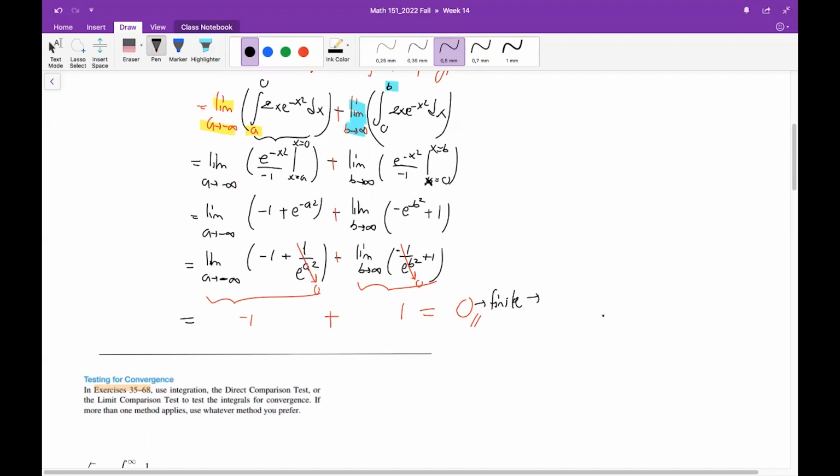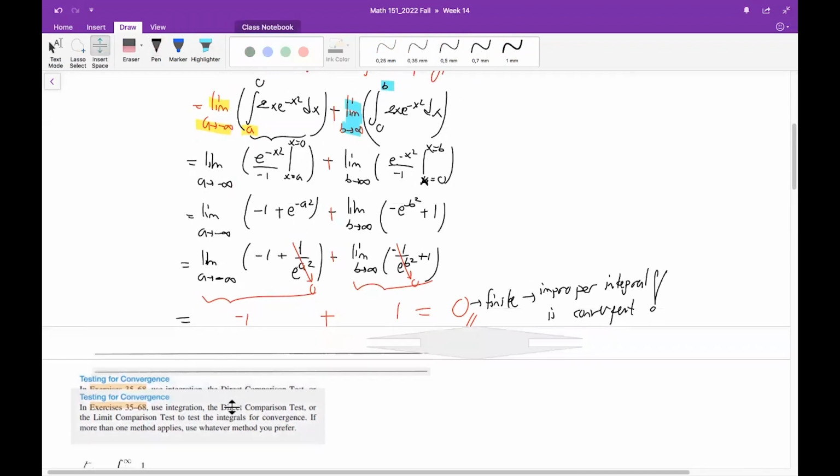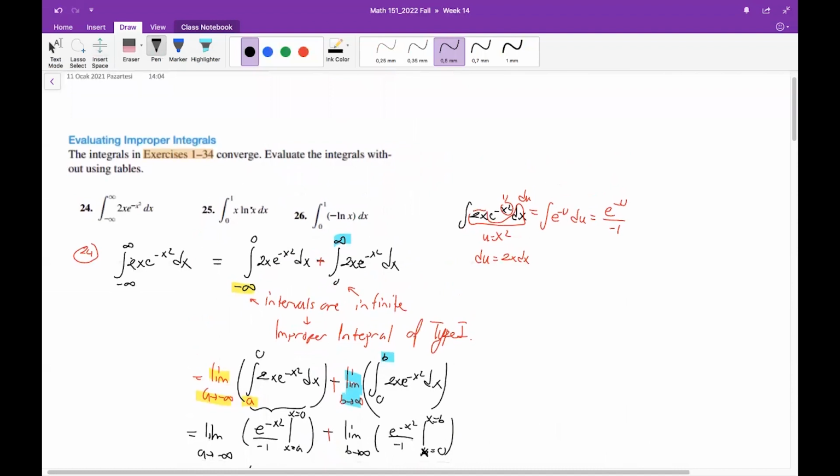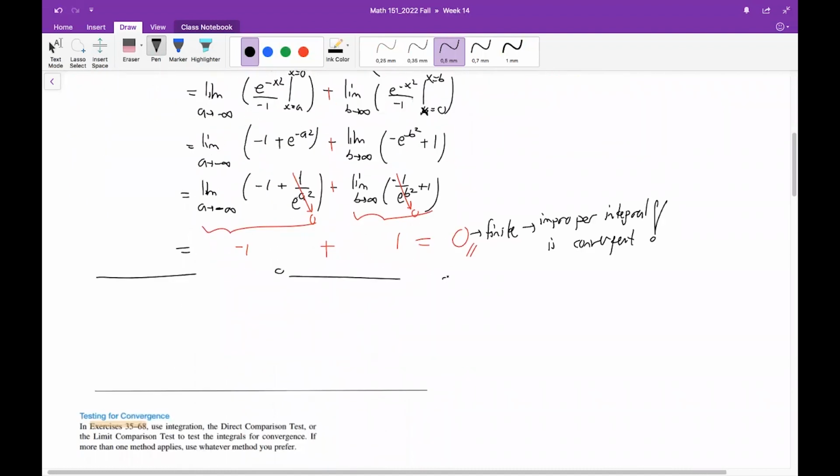That's why we will call this improper integral convergent. If the results of the limits of your improper integral are finite, you will call your improper integral convergent. The integral is convergent, okay? So let's continue with the next example then. Now we can deal with this one, 25. It is this question, the integral from 0 to 1 of x ln x dx.